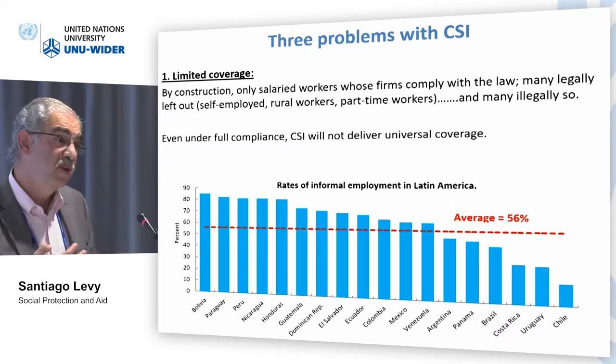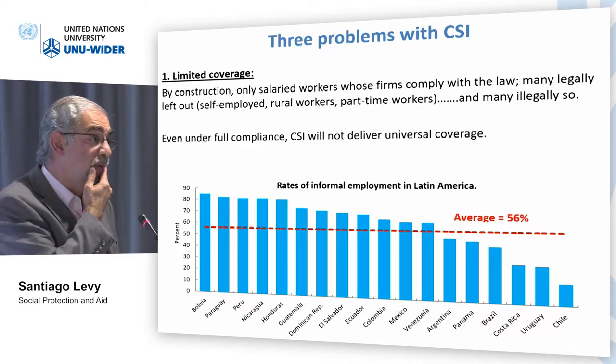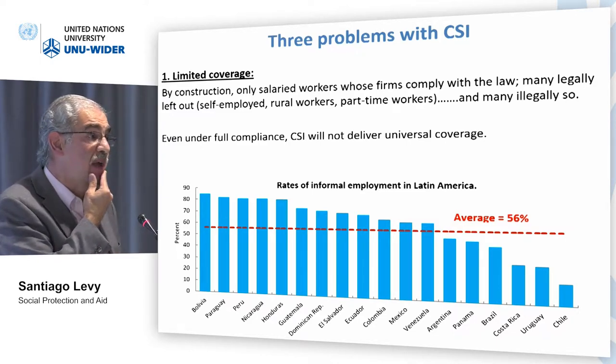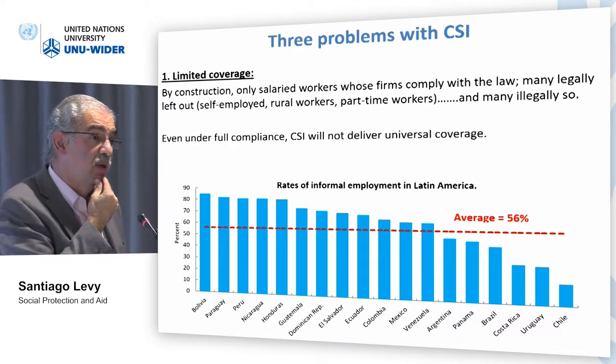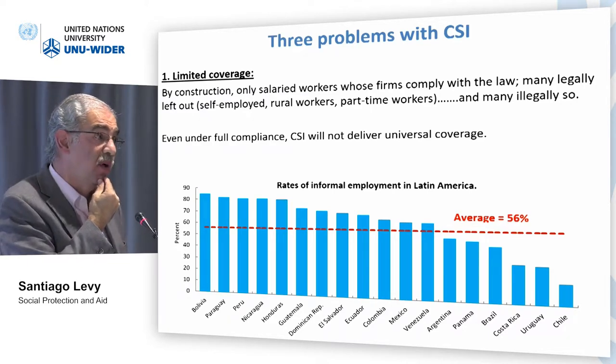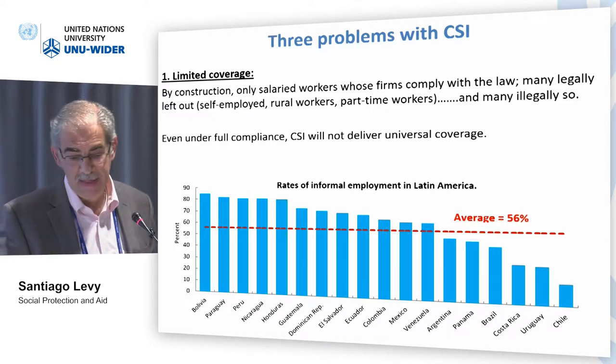So the first problem that you see is that coverage is incomplete, and I can show you the data there. For Latin America, less than half of the population is covered by contributory programs, but even in some middle-income countries like Colombia, like Peru, like Mexico, more than half of the population is not covered by contributory programs.